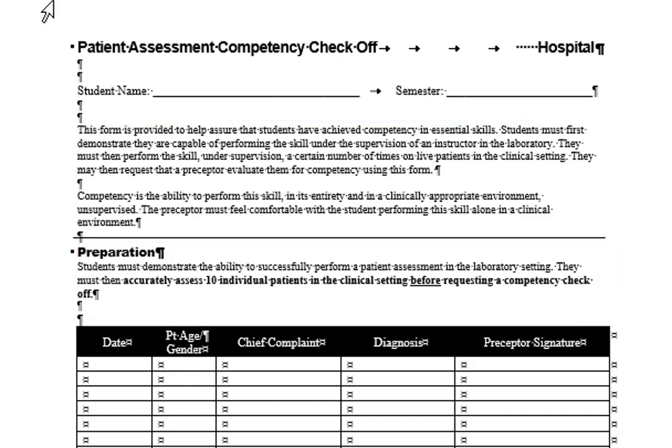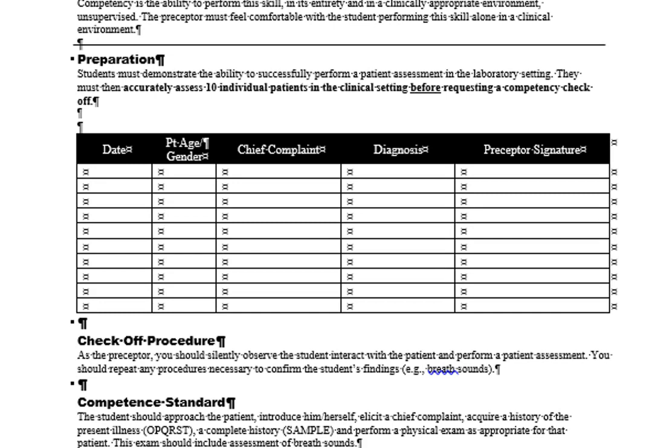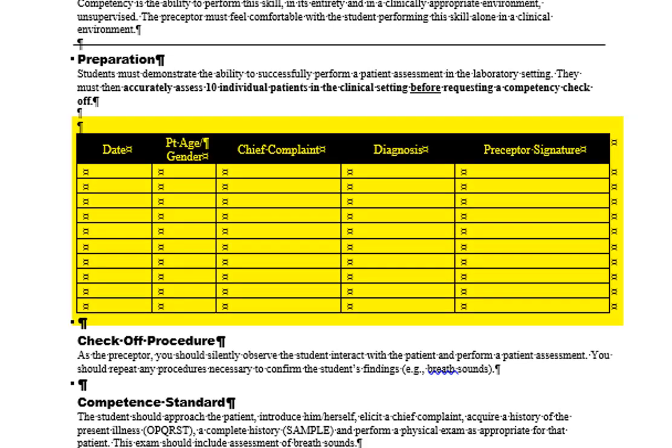The next area is the preparation. So you'll need to be observed performing a skill a specific number of times. And each checkoff form is different. So make sure that you're following the sheet and you know how many preparation or practice ones you need to do in order to complete the form.